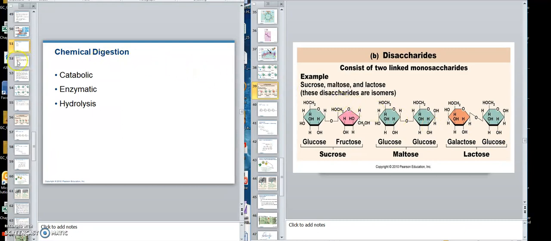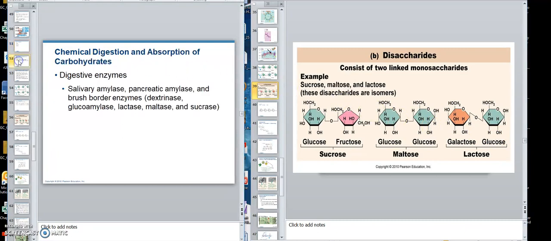So what we need to do then is, let's go over here. Digestive enzymes: salivary amylase, pancreatic amylase, and brush border enzymes in the small intestine. Dextrinase, glucoamylase, lactase, maltase, and sucrase. So that's what we're looking at. These enzymes are supposed to break these down. Okay, let's look at it.